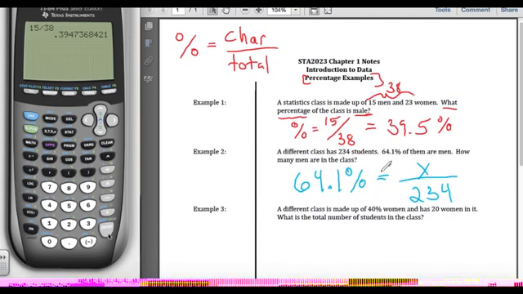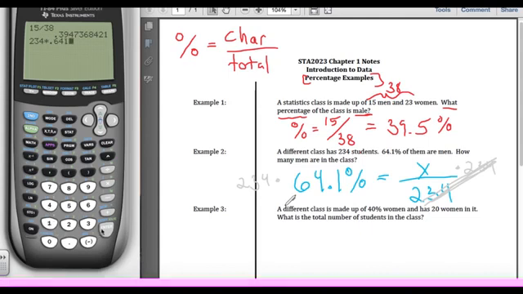In order to do that, to get x by itself, I'm going to use a little bit of algebra. I'm going to multiply both sides by 234, the left-hand side and the right-hand side. So these 234s cancel out. All I have to do is say 234 times 64.1%. On my calculator, there is not a convenient percentage key on the TI-83 or TI-84. I'm going to convert this 64.1% to a decimal. It would be 0.641. Just move that decimal 2 places to the left.